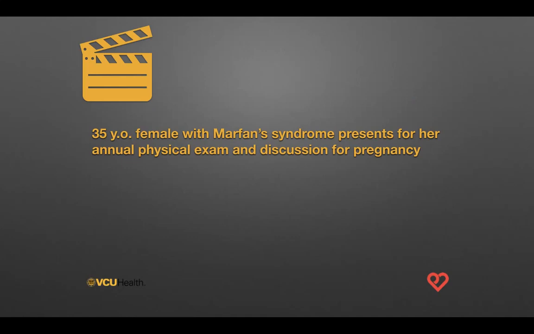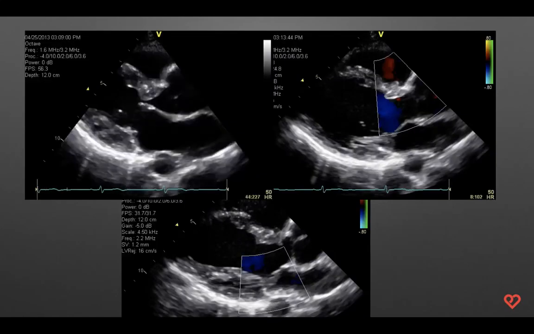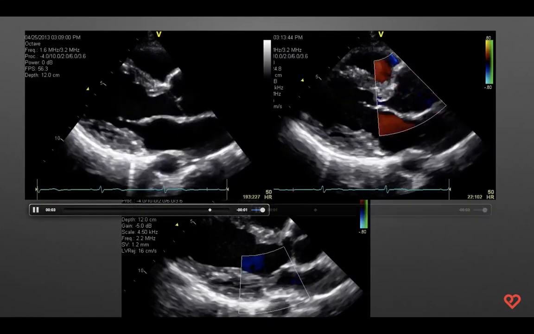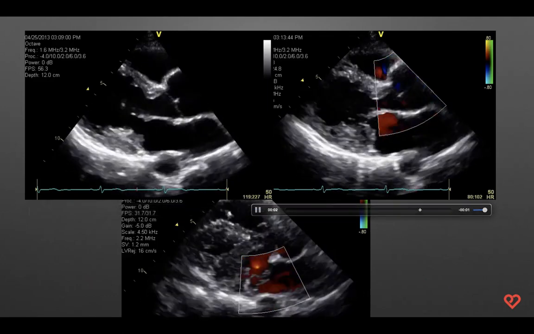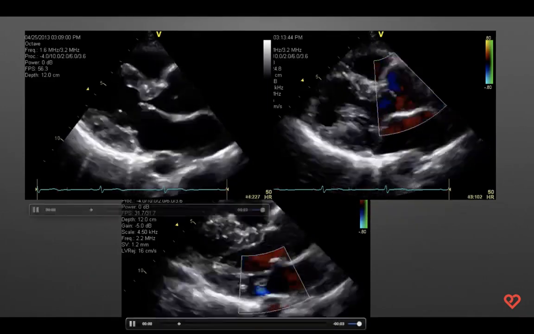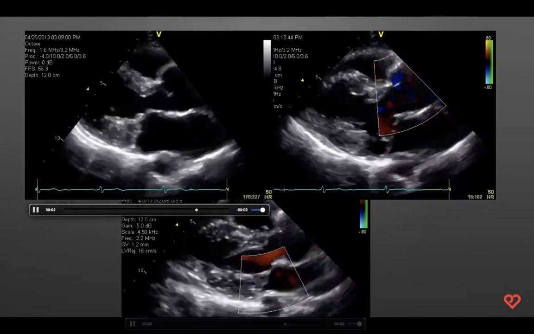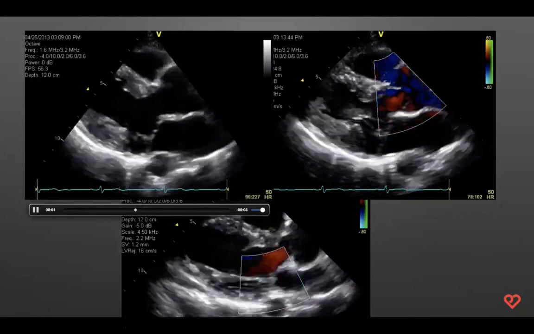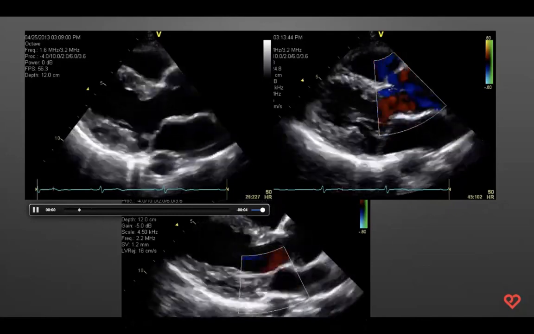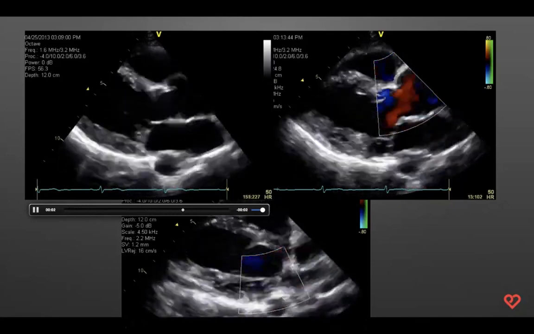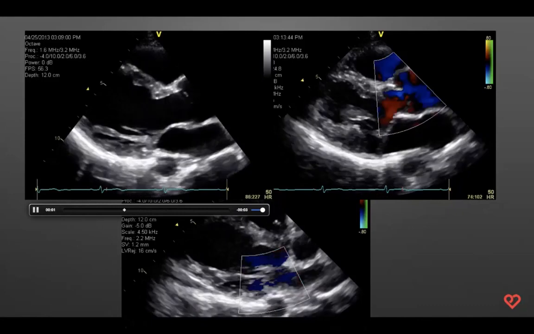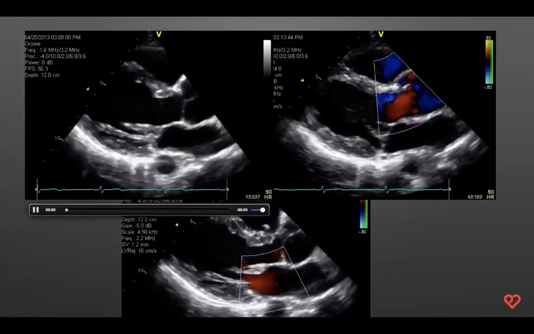So let's start with a case. This is a 35-year-old female with Marfan syndrome who presents for her annual exam and for discussion of pregnancy. Here are her echo images, parasternal. You see that she has some mitral valve prolapse or systolic flattening. You get a sense that her aortic root is dilated. There is trivial at best mitral regurgitation and no significant aortic regurgitation noted.